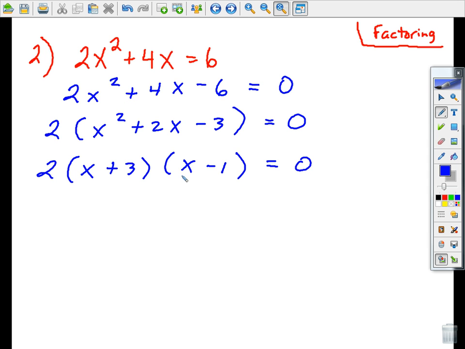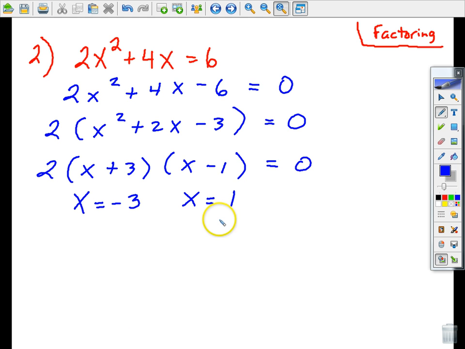I'm solving for x. So the 2 was necessary to get me to a prime factor expression, but ultimately my goal is to solve for x. So one of my solutions will be x is -3. What's the other solution? +1. And we're done.